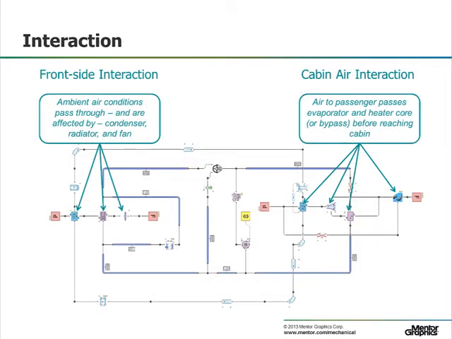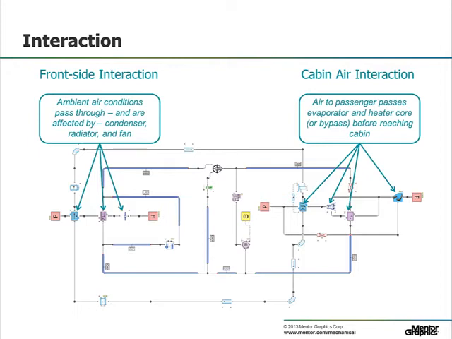One of the abilities unique to Flowmaster is the ability to model the two networks together so that they share airside paths. We can see from this graphic that the condenser and radiator share the ambient airside path as it passes from our upstream boundary condition through the condenser, then to the radiator and fan, followed by a downstream flow sink. The evaporator and heater core share the cabin airflow path in a similar manner.